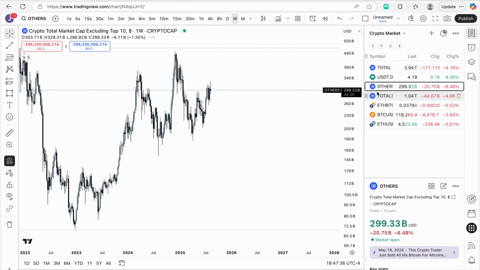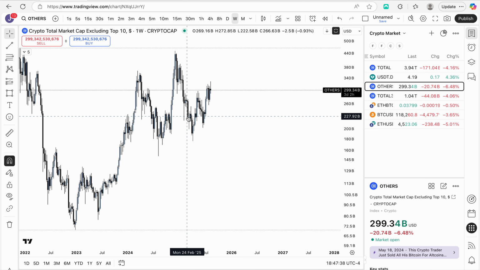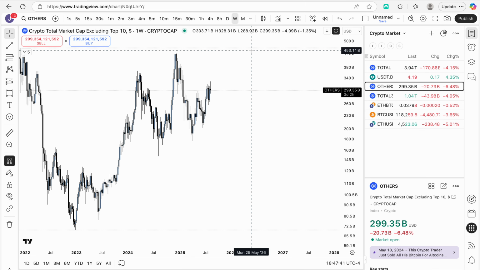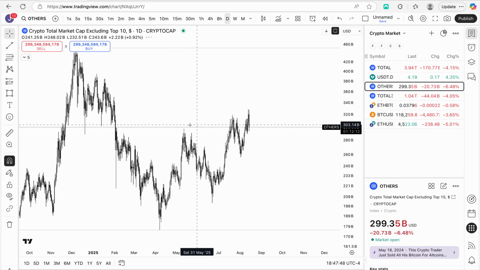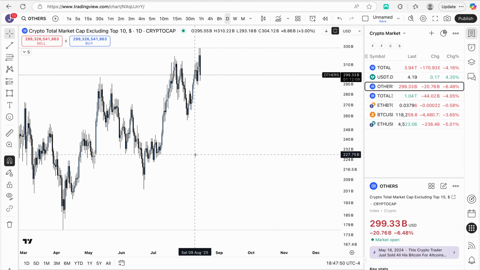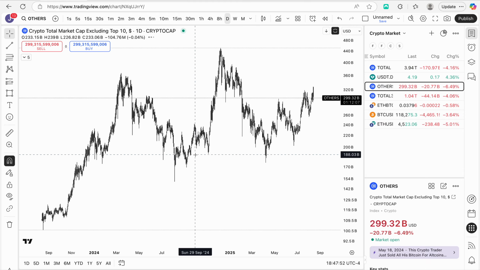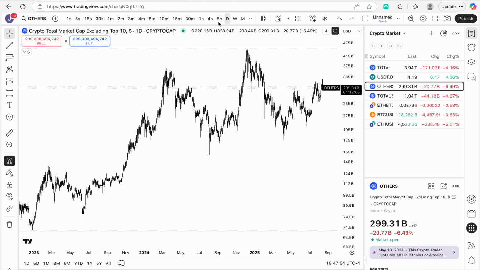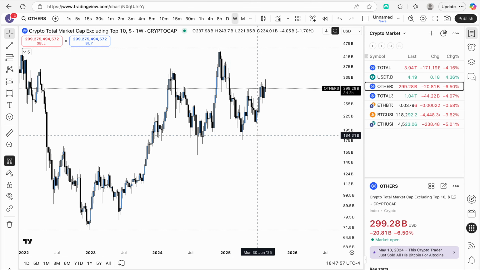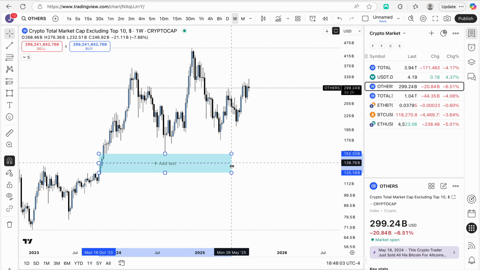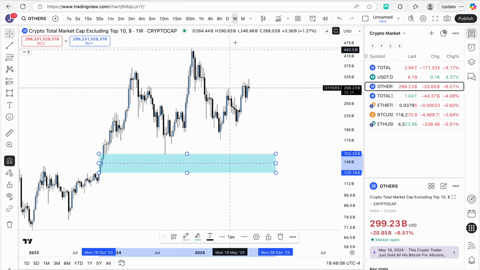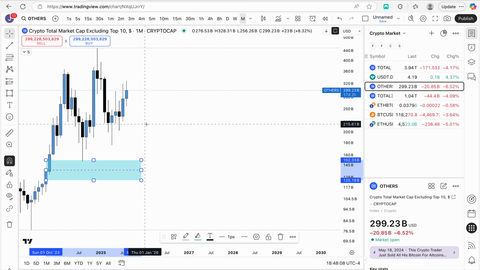Now, if we look at others, this is the total crypto market cap excluding the top 10. So it's kind of like altcoins, right? As you can see, this is getting hammered today. It's down 6.4%. This is a little bit of an interesting one here, because there's definitely lower potential prices here. Like if you look, down here, there'll be some sort of a fair value gap here where, okay, it touches it there, but let's see, monthly time frame.